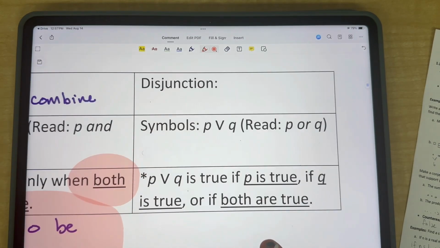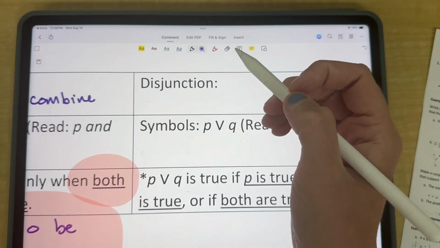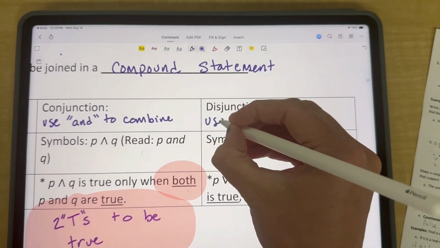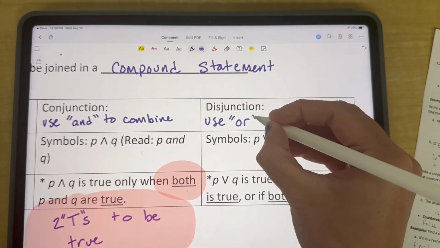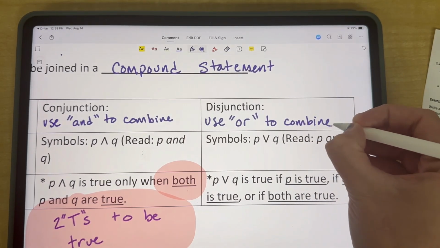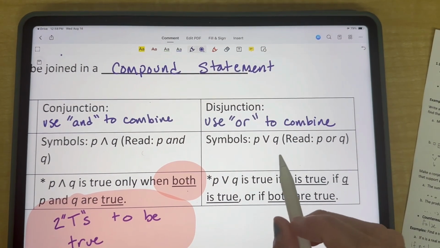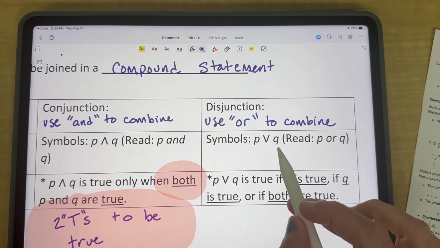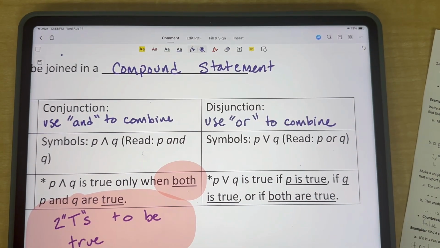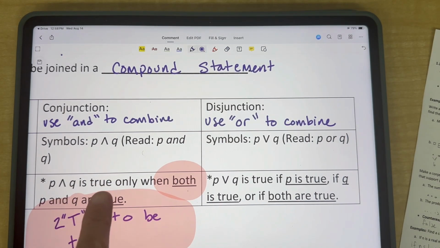So what about disjunction now? What does disjunction mean? Disjunction is what you're going to use or to combine. So how you read this one is P or Q. Now what does or mean? If you think or is like this or that, you don't have to have both. With and, I need both things. This and that. I need both this and that.